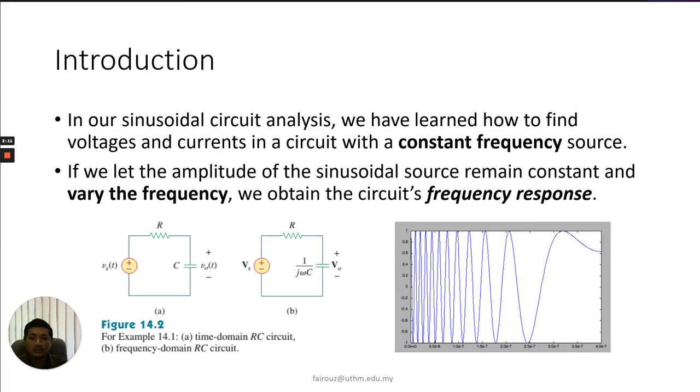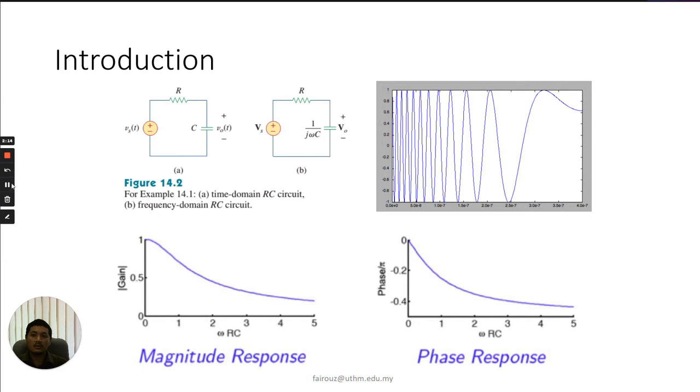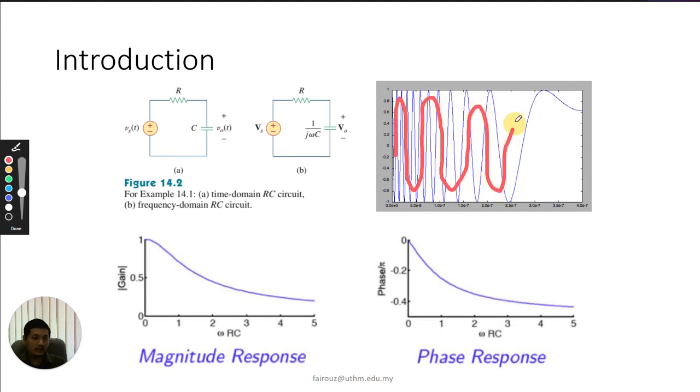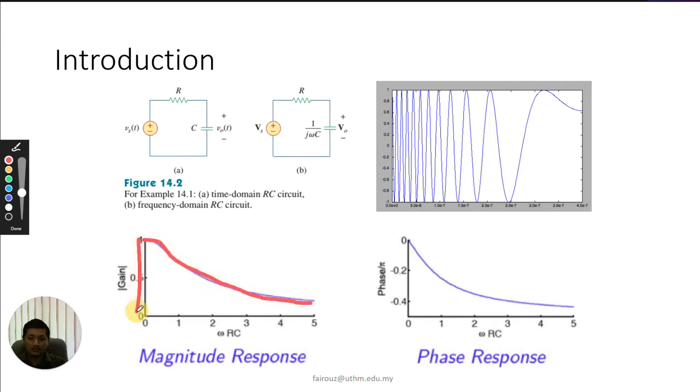Let's look at an example of the frequency response. If we vary the input signal frequency, you can see here the frequency changes, and then the response of the circuit is like this, which is the amplitude versus the frequency, and then the phase versus frequency. This is basically the frequency response of a circuit.